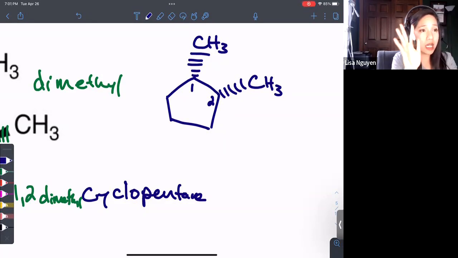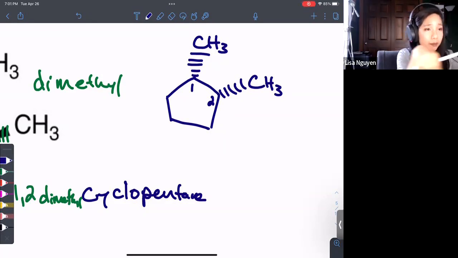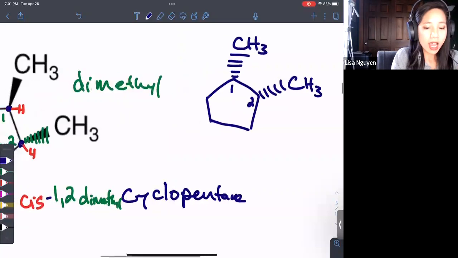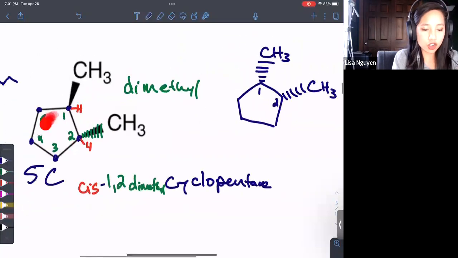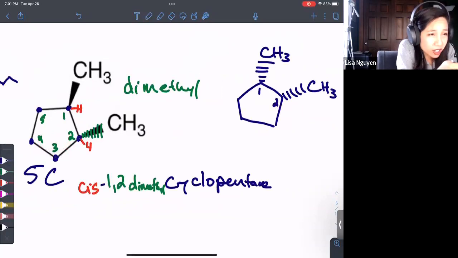Now both of the methyl groups are pointing down, but are they still on the same side? It would still be cis. In this case, since the CH3s are still on the same side, they're just pointing down, it would actually still be cis. So how we go from this picture to this picture is you just put a spatula under the molecule and you flip it. Do you see that in your brain?